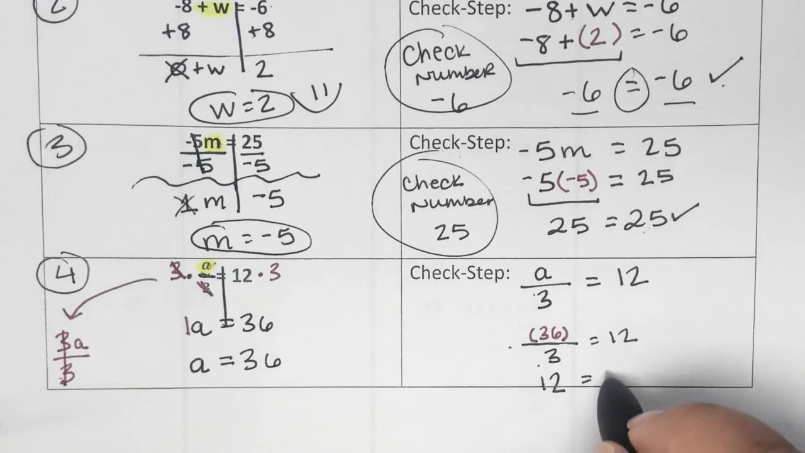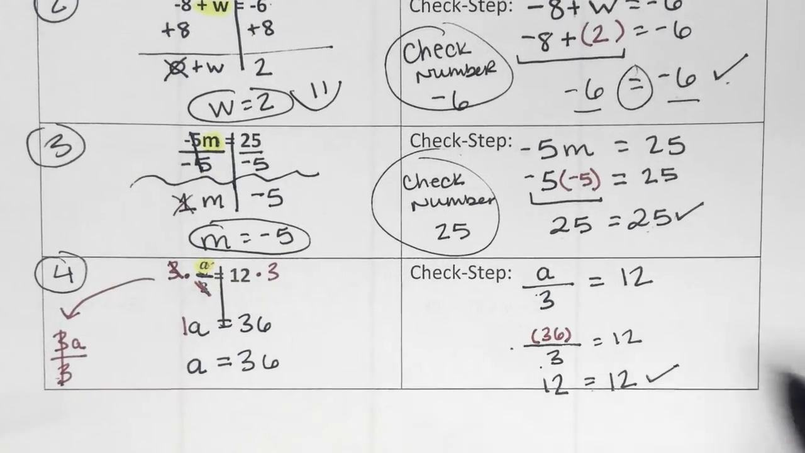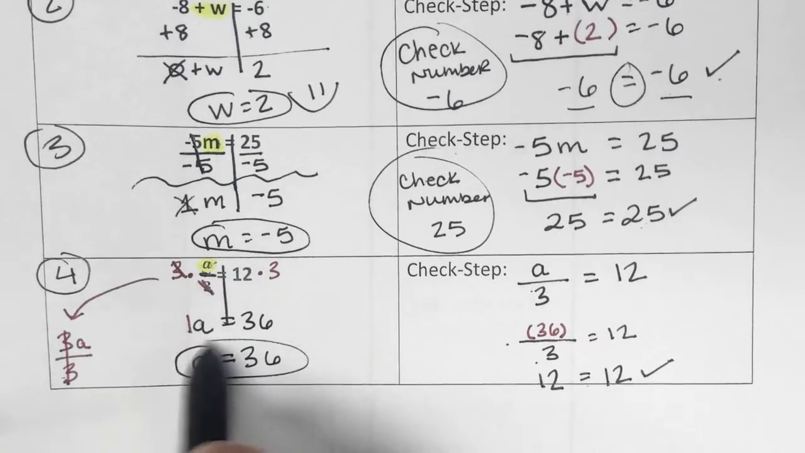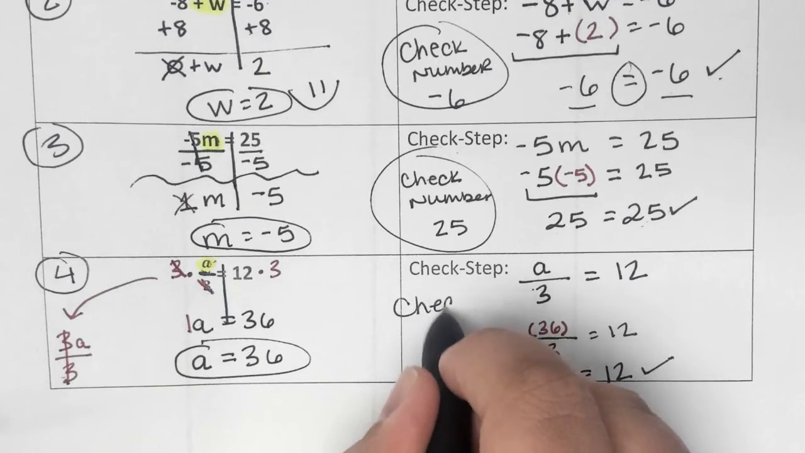And on the right side, we have just the number 12. Well, 12 does equal 12. So this is correct. A does equal 36. And our check number then is 12.